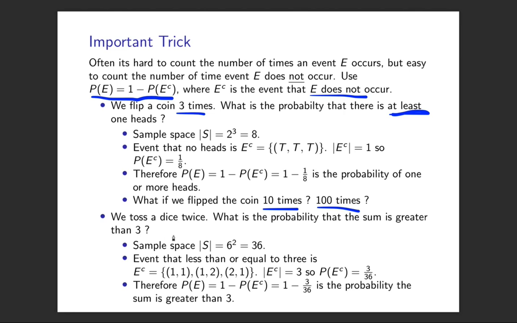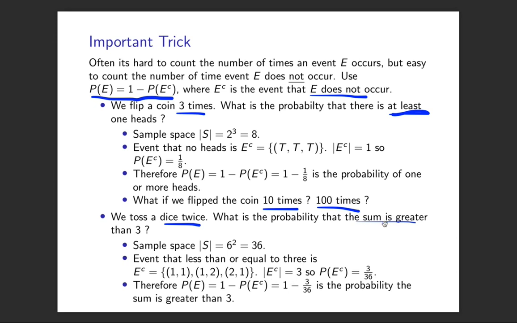We can do the same again. Suppose we toss a dice twice. What's the probability the sum is greater than 3? So there's 6 possible outcomes from a dice. We toss it twice, so it's 6 squared is the number of outcomes. That's 36. The event that it's less than or equal to 3 is going to be, we throw a 1 and a 1, a 1 and a 2, or a 2 and a 1. So the number is going to be 3. That's of the complement, sorry.